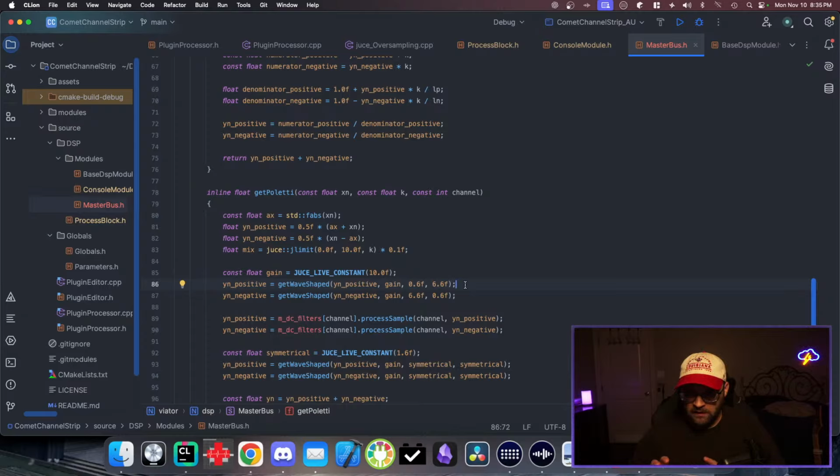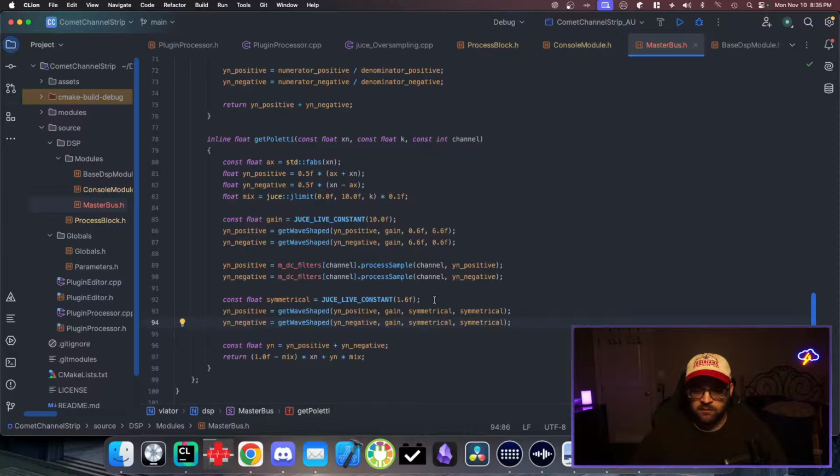People who use your plugins always want to do stuff like null tests and all that stuff. So if you keep them guessing, they're going to think it's really fancy.